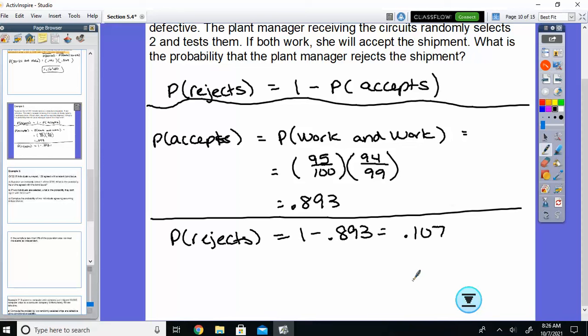Oh, hold on. I mistyped something in my calculator. That's not true. I apologize. That's wrong. This should be 0.9020. So you get 0.098. What did you put in wrong? Because I got the same thing. I accidentally typed 94 over 100 instead of 99.